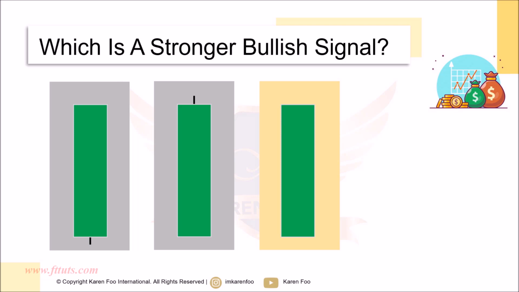The answer is the one without the wick, which is the third one, followed by the first one, which is the second strongest. The weakest one out of all these candles is this one, because it has an upper wick, where the sellers came in and pushed the price down a little bit at the end of the session.